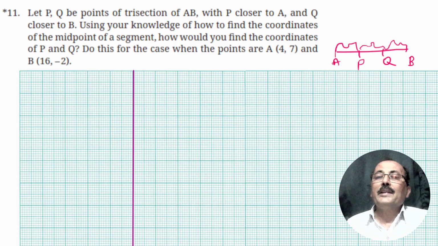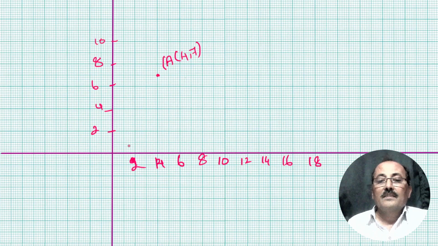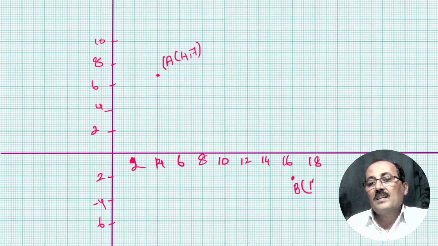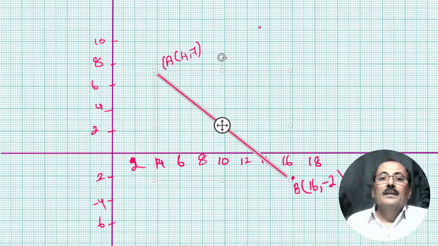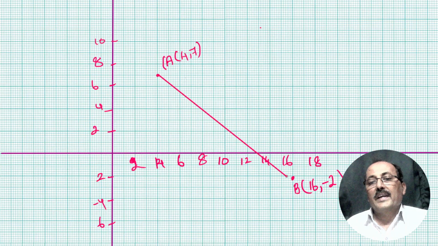What is A and B here? A is (4, 7). Here I didn't mark the points. Let me mark it once. 16, -2 means this is -2, -4, -6, but enough. 16 is here and -2 is here itself. This is B, (16, -2). Now we have to join this one. Okay, now the 2 points are joined.